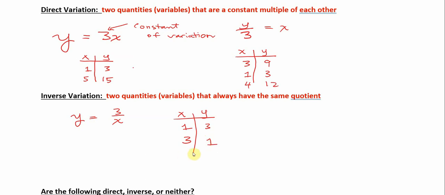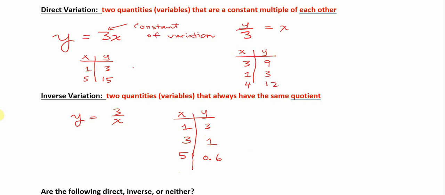Now let's keep going. Let's pick a different number here, 5. If x was 5, then y would be 3 divided by 5, which is 0.6. So notice here, as x is increasing, getting bigger, y is decreasing, getting smaller.